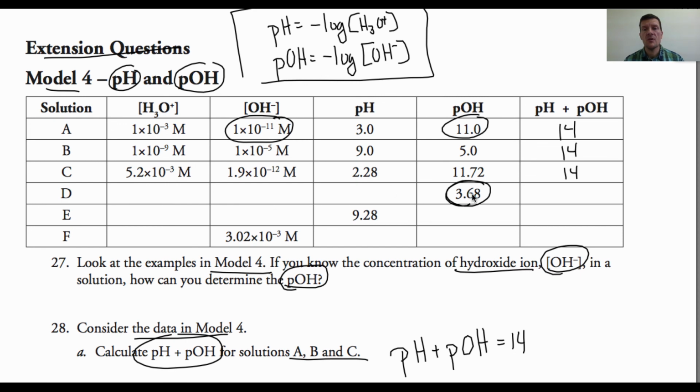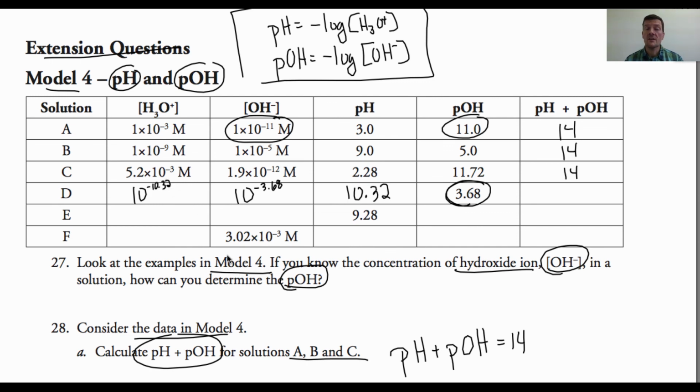If I know pOH, I know that pH and pOH have to add up to 14. So this has to be 10.32. And if I want to find the hydroxide ion concentration, I just take the pOH and I can take 10 to the negative 3.68. Okay? And if I know the pH to find the hydronium, I can just take 10 to the negative 10.32.